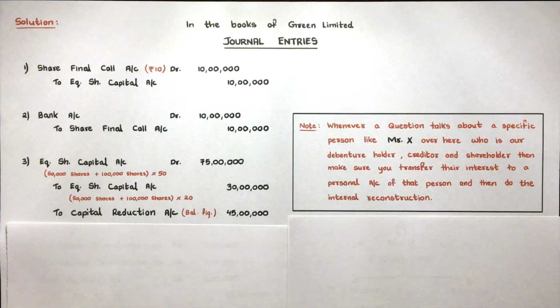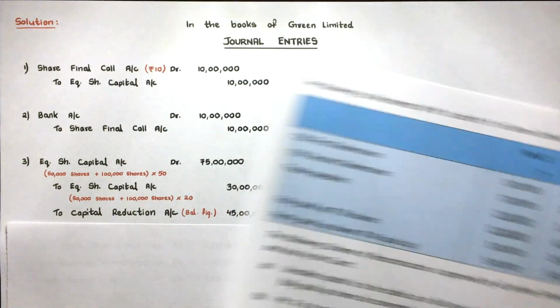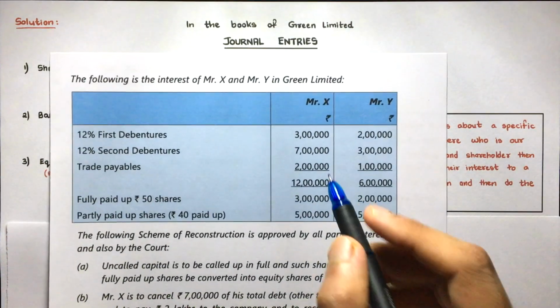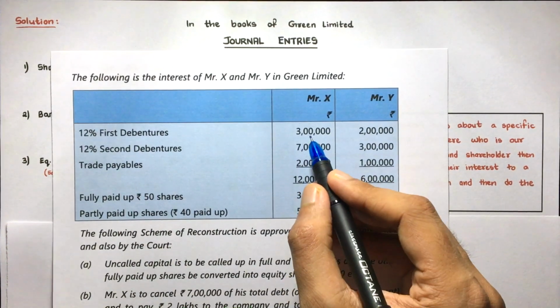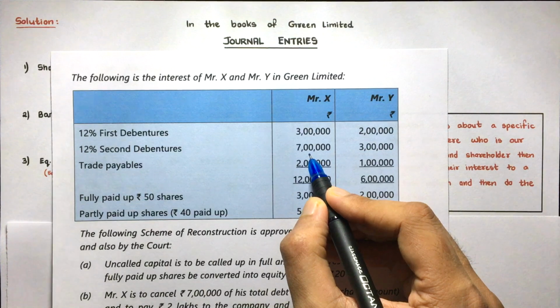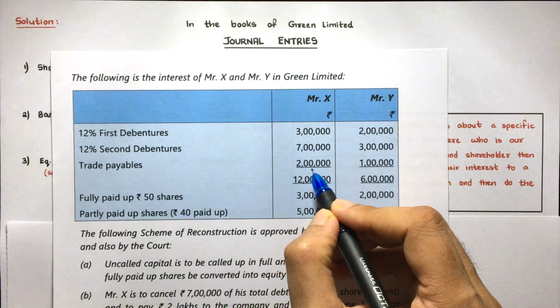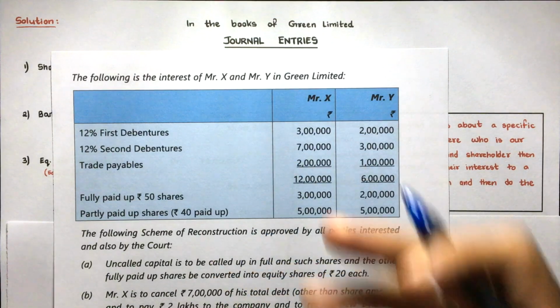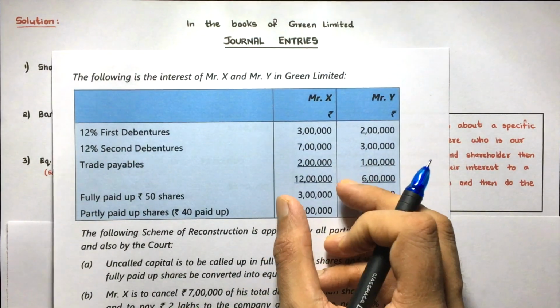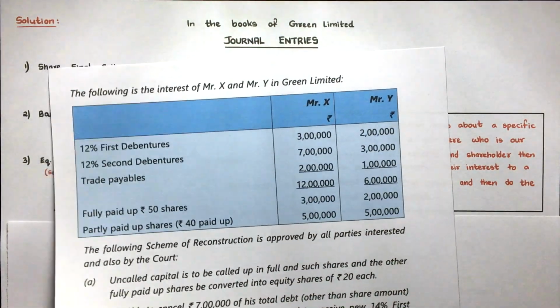So how are we going to do that? Really simple. See, how much do we have to pay to Mr. X right now? We have to pay him 12 lakhs. Yes, 3 lakh first debenture, 7 lakh second debenture, and then trade payables also 2 lakh, isn't it? So we are going to cancel all these liabilities in our books and create a liability to Mr. X of 12 lakh. So how will that happen in the journal entry?